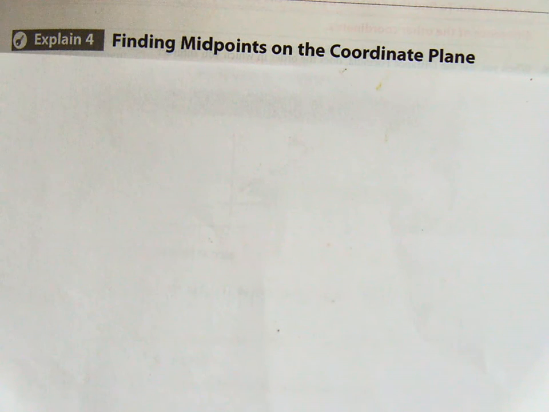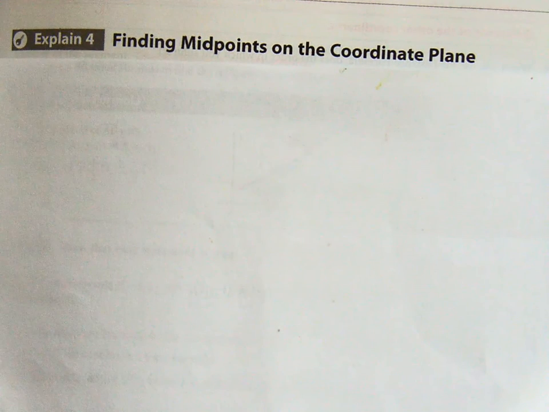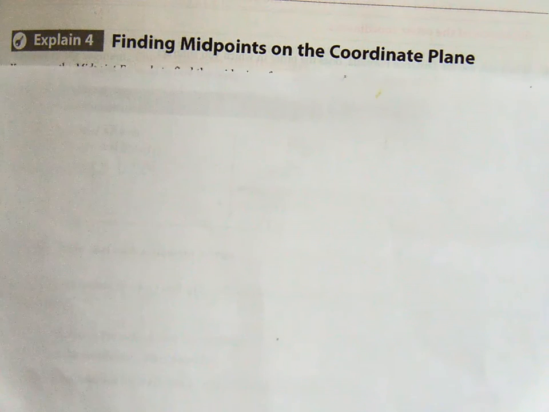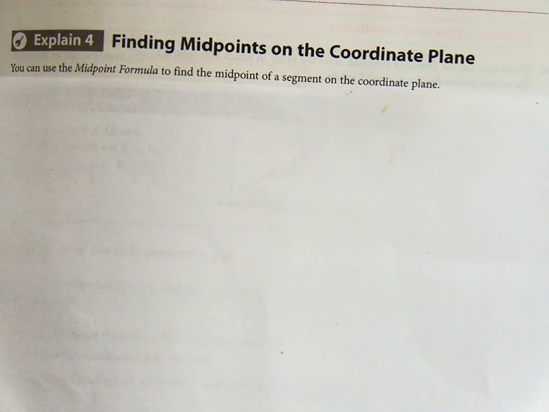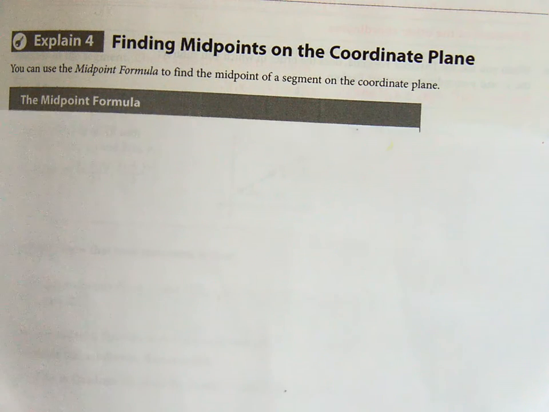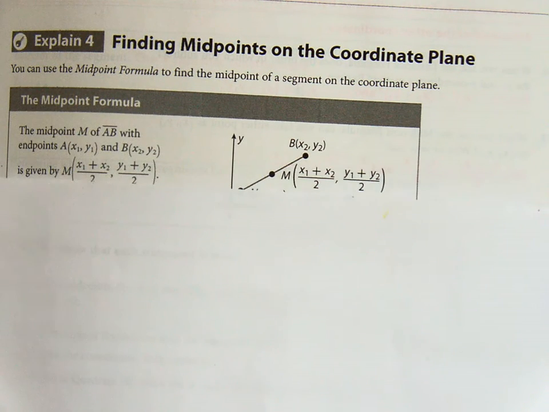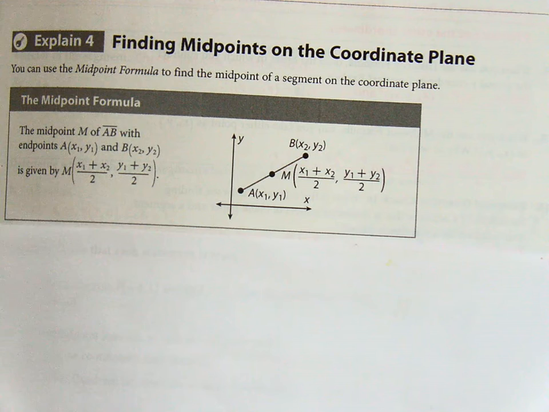Okay, so Geometry, Module 1, Lesson 1, page 12. Explain 4, finding midpoints on the coordinate plane. So you can use the midpoint formula to find the midpoint of a segment on a coordinate plane. So what is our midpoint formula? That is our midpoint formula.